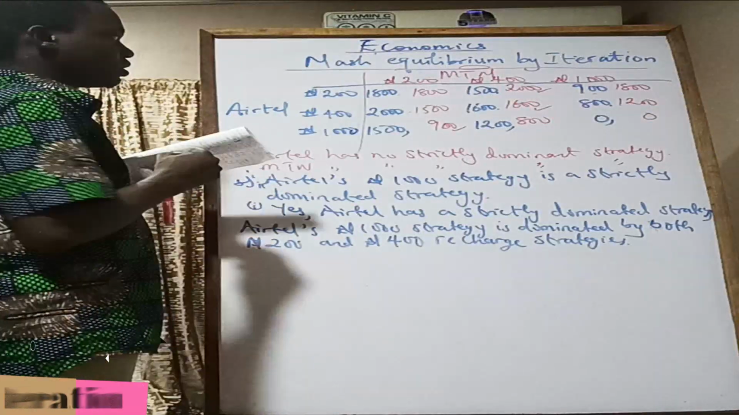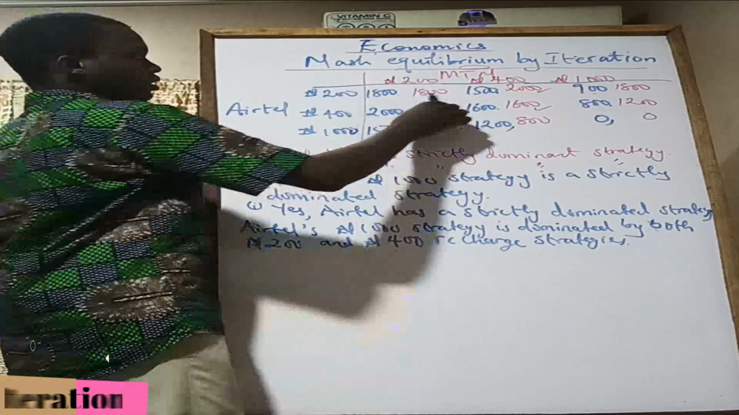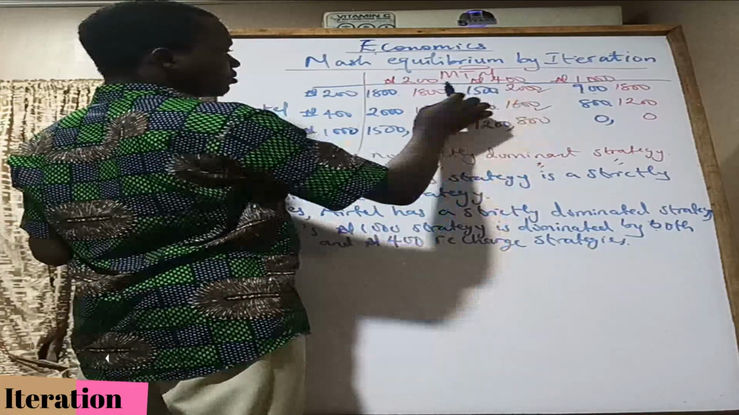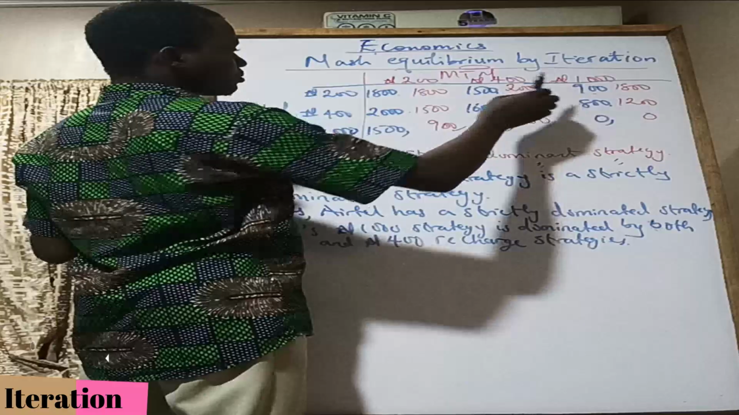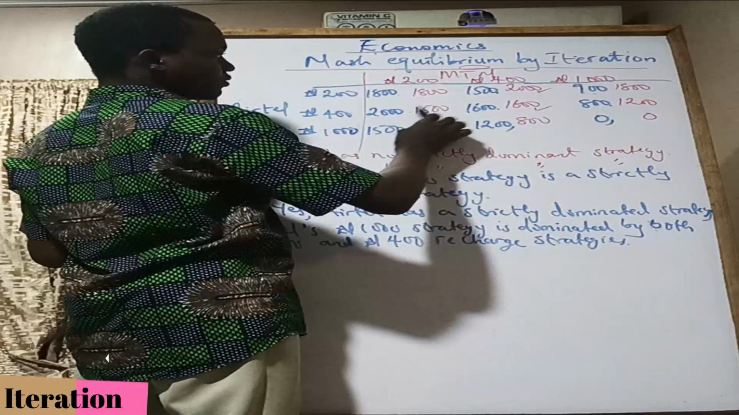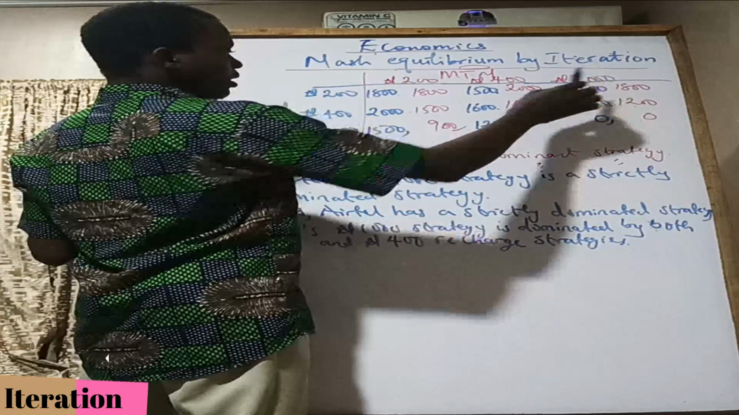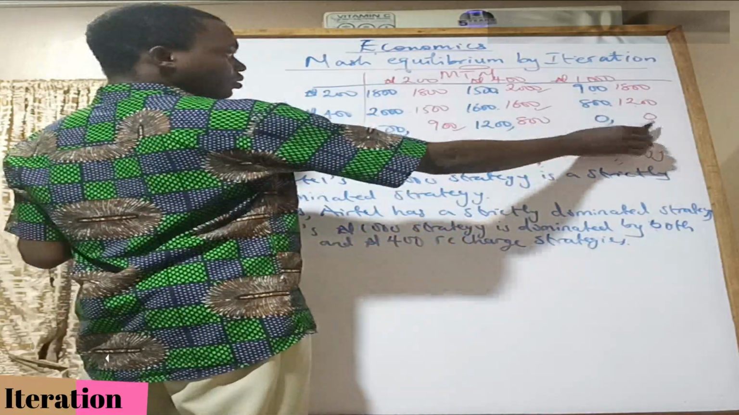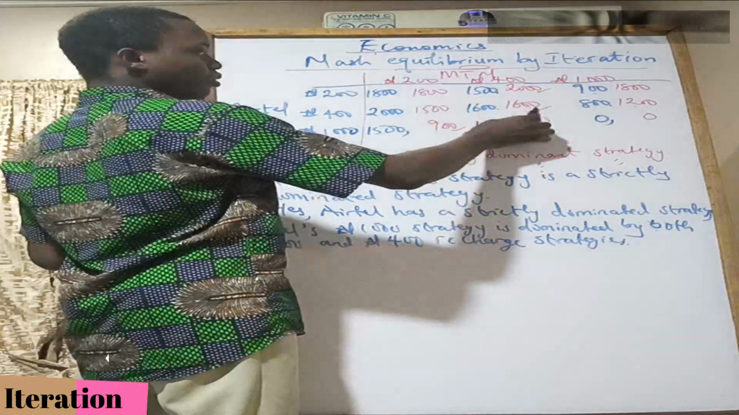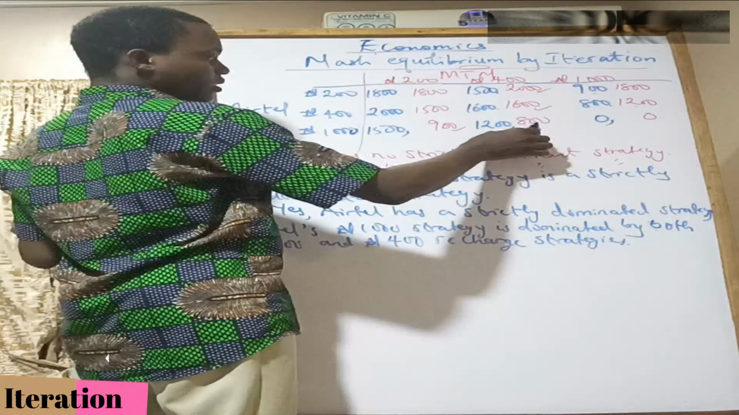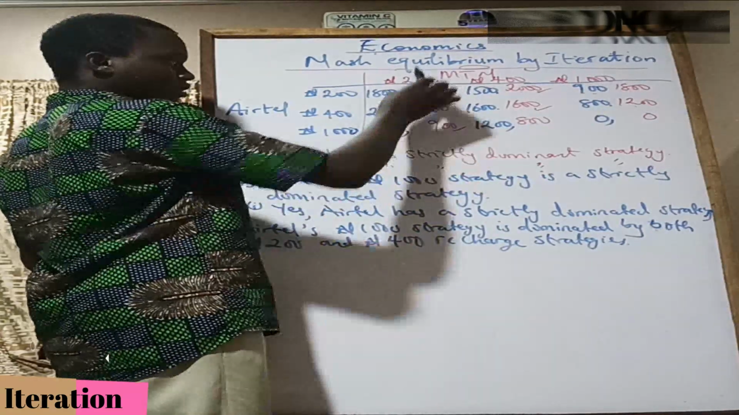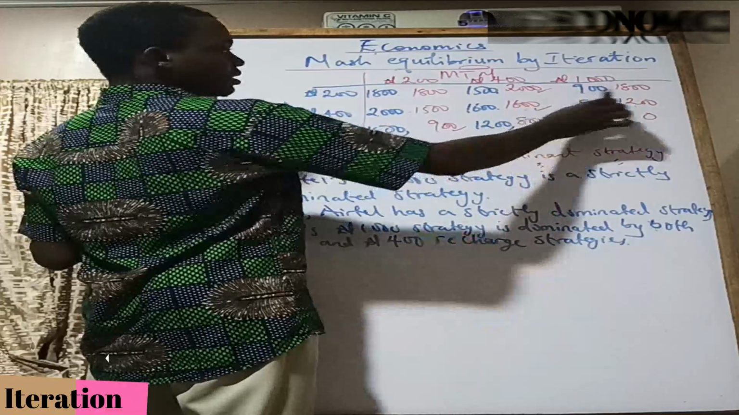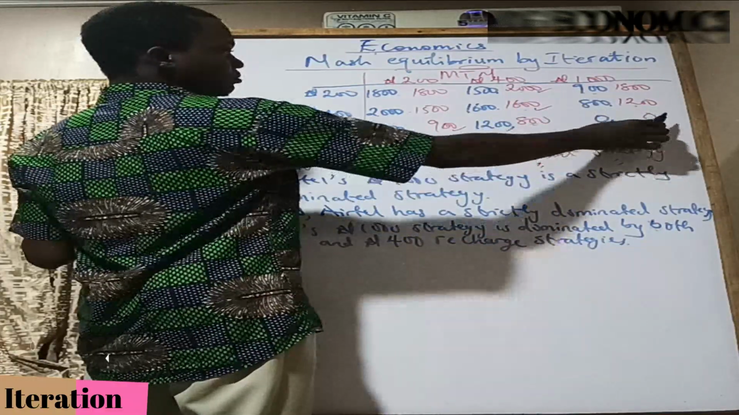Does MTN also have a strictly dominated strategy? 2000 is better than 18. 16 is better than 15. 16 is better than 12. Then 800 is not as good as 900, but 800 is better than 0. So like this is not a strictly dominated strategy. But yes, 2000 is better than 18, 16 is better than 12, and 800 is better than 0.